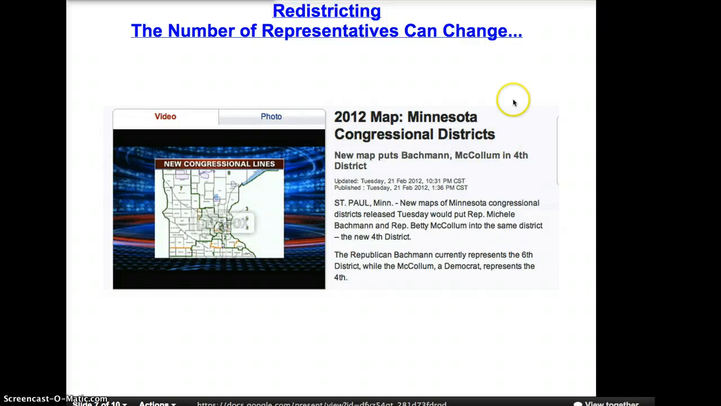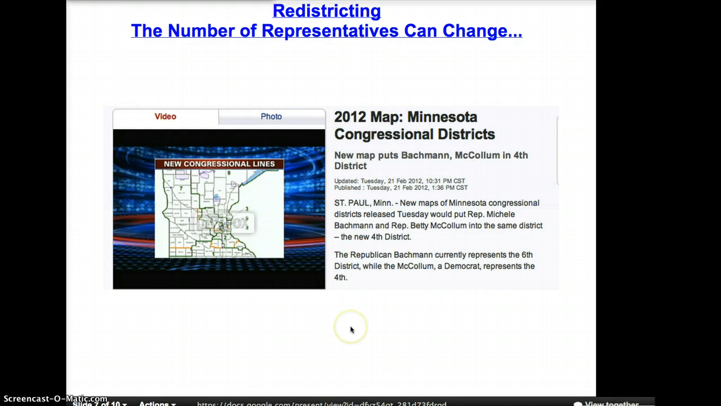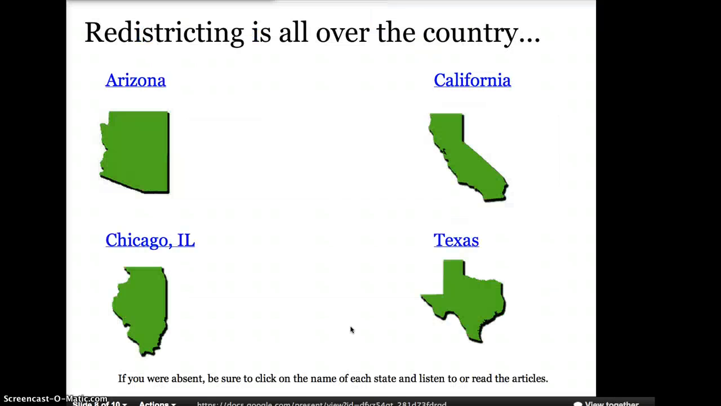And so here are our lines. Let's see if our video still plays. Our video is not there anymore, so we'll just continue here. Michele Bachmann had a problem because her house was redrawn so that it wasn't in the same district anymore. Redistricting was happening everywhere. In Arizona and Chicago, there were lawsuits. In California, they were redrawing the lines. Every 10 years, everybody has to redraw their lines.